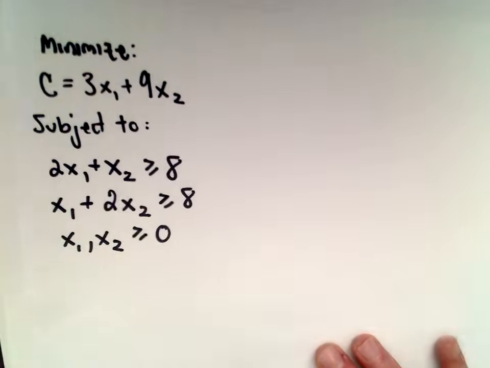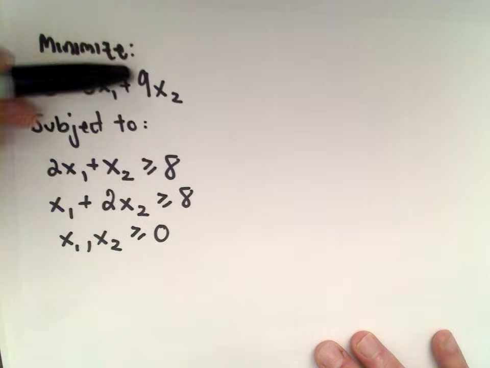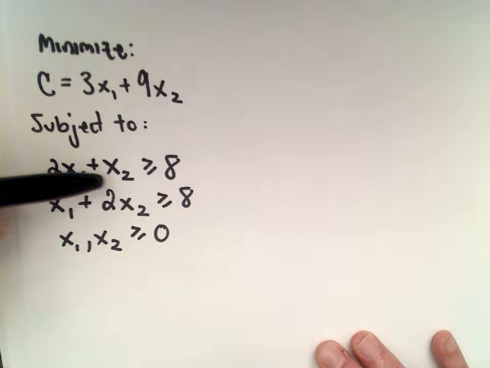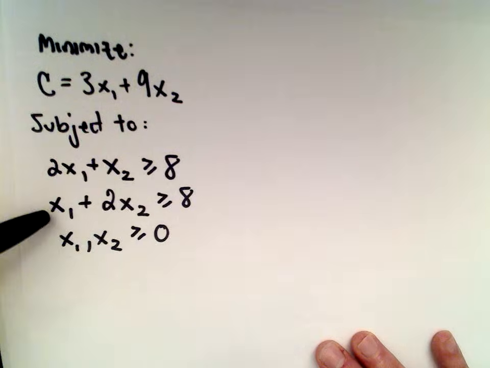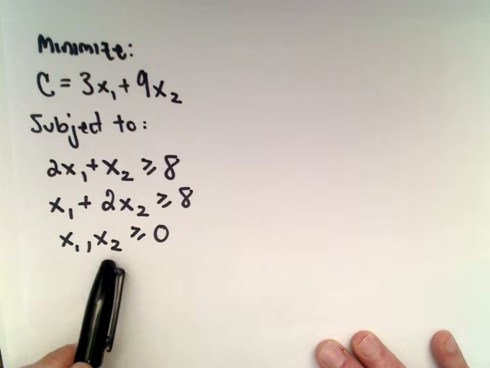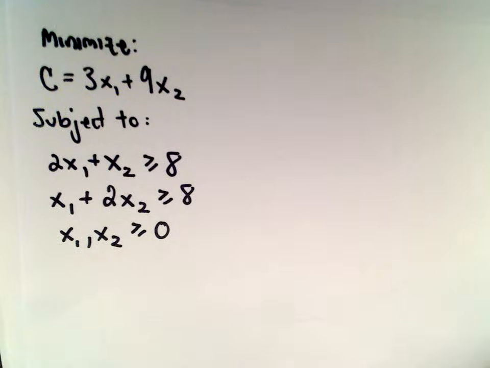Okay, so we're going to minimize c equals 3x sub 1 plus 9x sub 2, subject to these constraints: 2x sub 1 plus x sub 2 greater than or equal to 8, x sub 1 plus 2x sub 2 greater than or equal to 8, and x1 and x2 both have to be greater than or equal to 0.